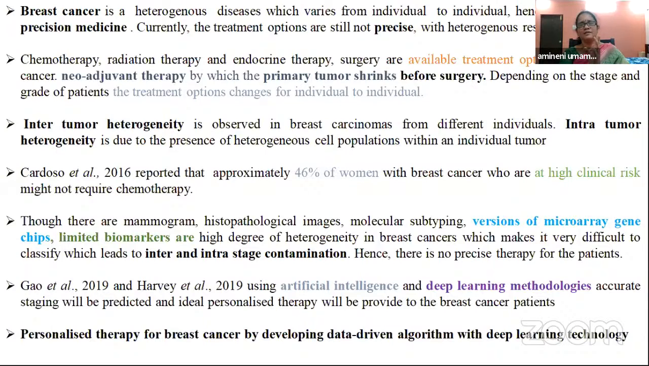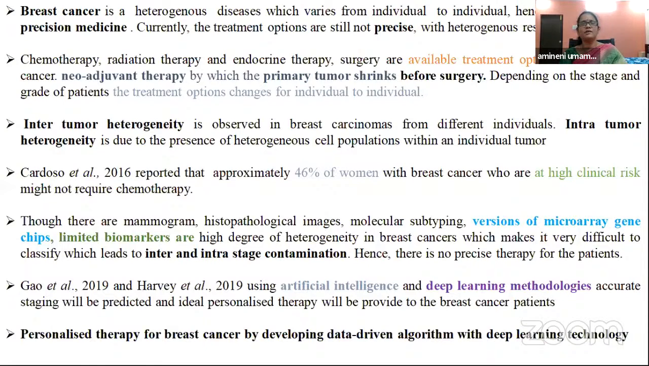Though this many types of therapies are available, and for diagnosis also molecular typing and histopathological diagnosis are available, along with MRI, PET scans, and mammograms, there is still diversity. Some people are not getting good therapy, because 46% of the women have this risk of cancer but do not require chemotherapy also.